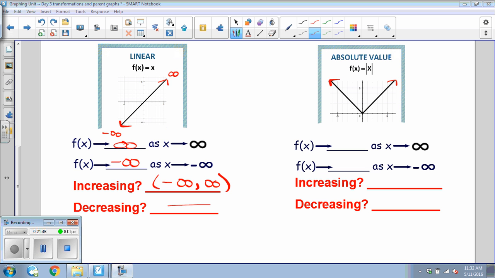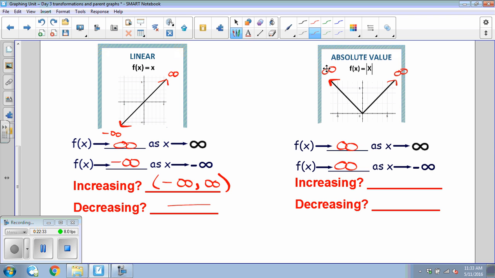Okay, let me put my pictures. What goes on the left-hand side? Negative. No, positive. Positive. That's going up. My y values are going up. What goes here? Positive. My y values are always going up. So f of x approaches positive infinity as x gets larger, and y approaches positive infinity as x gets smaller. It's going up in both directions. Okay?